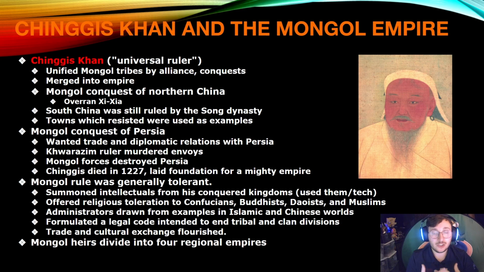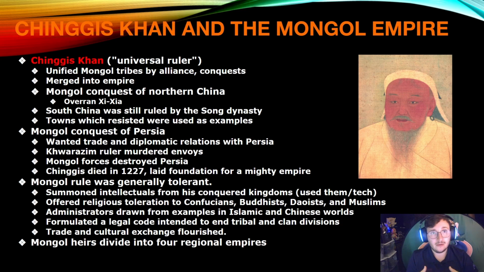Mongol rule was generally very tolerant, and they're going to use intellectuals from all over their conquered kingdoms. They use them to teach, to run bureaucracy. And again, as I said before, they offer religious tolerance for Confucians, Buddhists, Taoists, Muslims, and even Christians when they start to conquer Christian kingdoms.